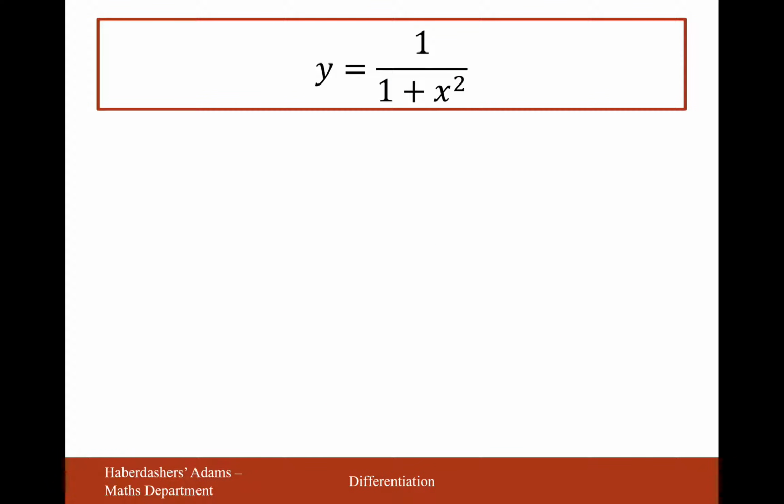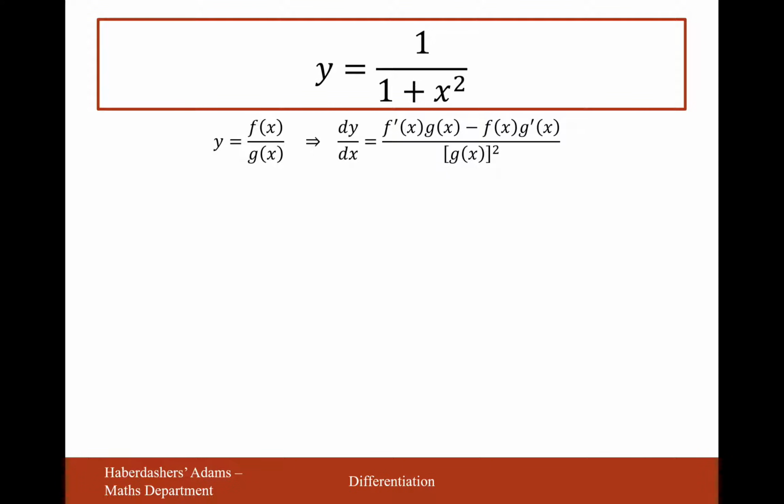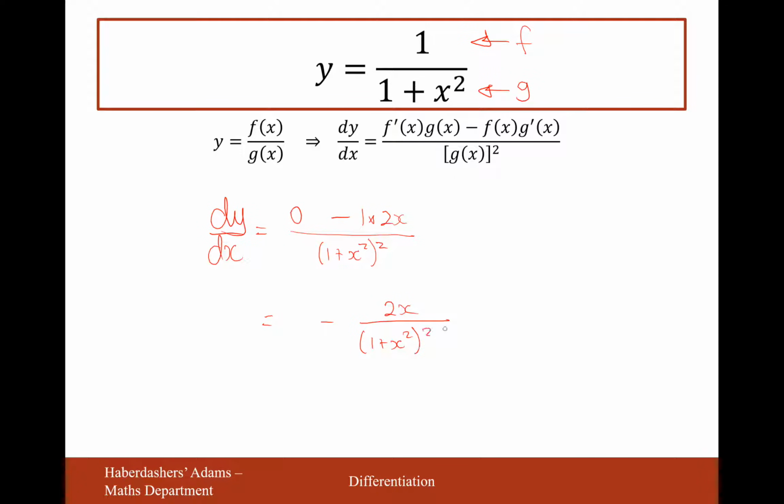Next one is 1 over 1 plus x squared. So again, we've got a fraction, and here we need to differentiate using the quotient rule. So let's get started. dy by dx equals, remember the top function is f, the bottom function is g. So the top differentiated first, that's 0, so it doesn't really matter what comes next, minus the f function 1 multiplied by the derivative of the g function 2x over the g function squared, that's 1 plus x squared all squared. So the answer simplified here is minus 2x over 1 plus x squared all squared.